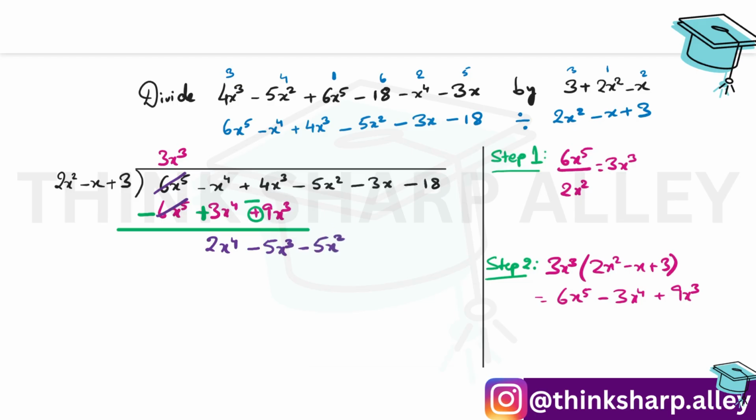Now we repeat the same process again, step 1, step 2, step 3. Step 3 is subtracting and bringing one term down, that is the next term down, until all the terms in the dividend are brought down. So let's do it very fast. Again, step 2. For step 2, we divide the first term of the dividend by the first term of the divisor.